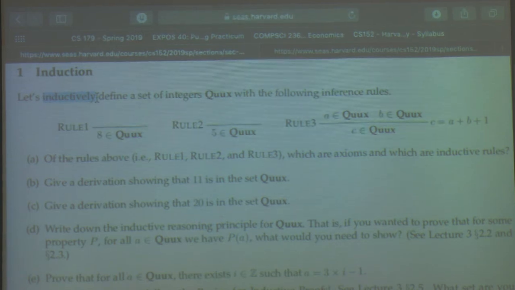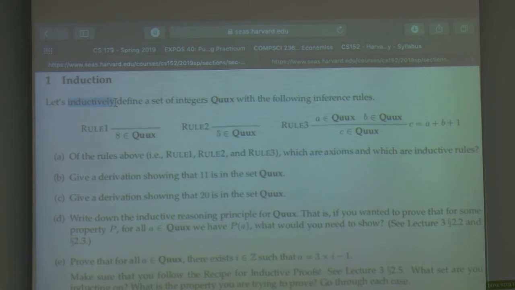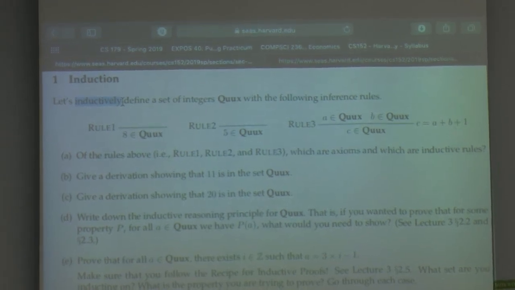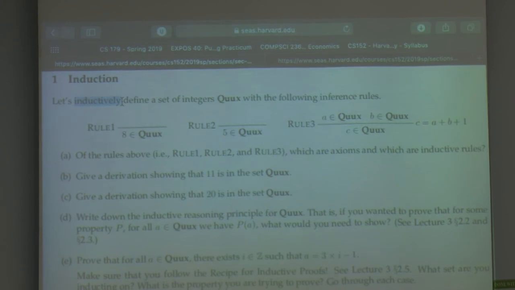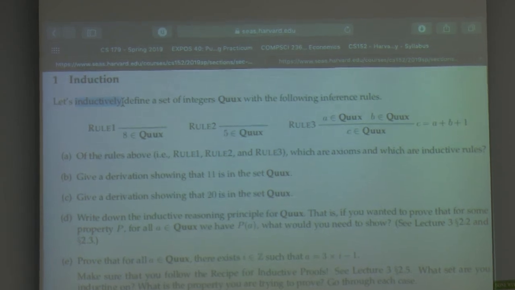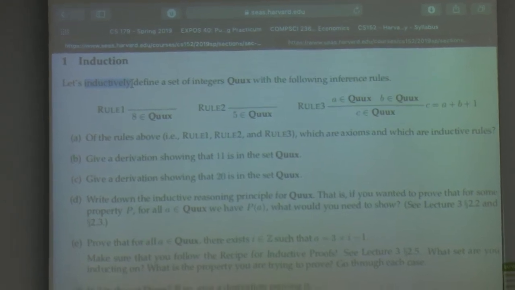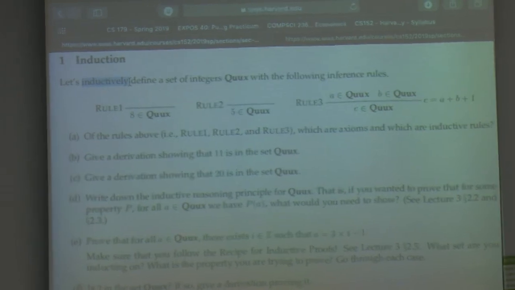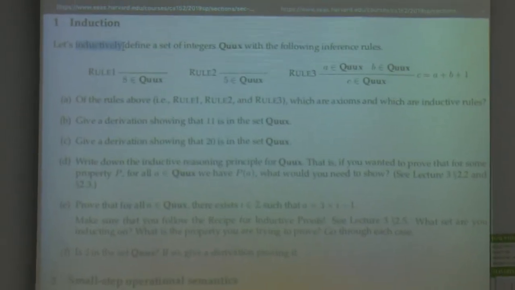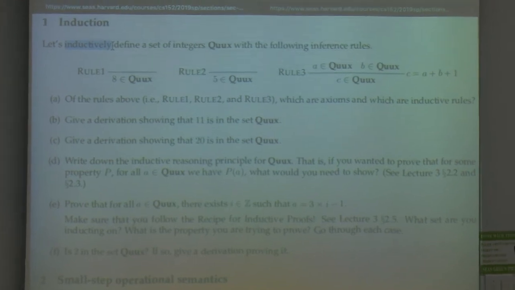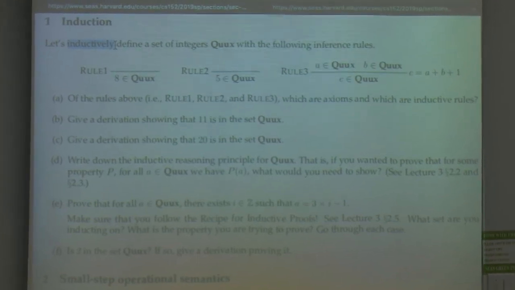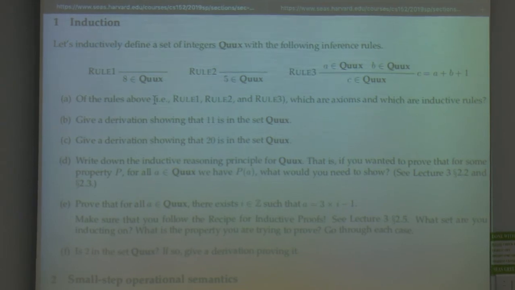But for rule 3, we do have two premises. Premises meaning that the conditions listed on top of the line as well as on the side of the line have to hold for the condition written below the line to hold as well, right? And for rule 3, that is if element A is a member of the set QX, and if element B is a member of the set QX, and C is equal to A plus B plus 1, then C is also a member of QX. So now with these rules, we can check to see if other numbers are a member of the set QX as well. So before we get started on problem B, let's look at problem A.